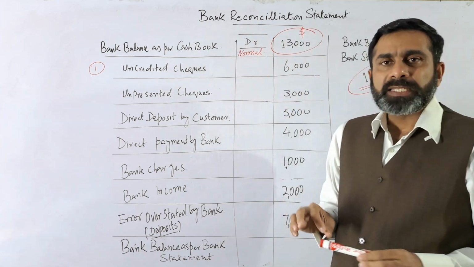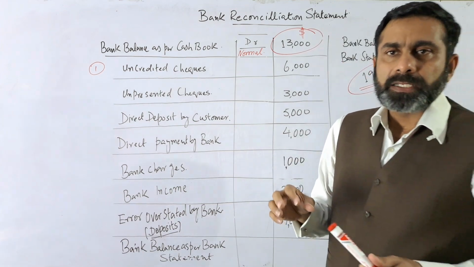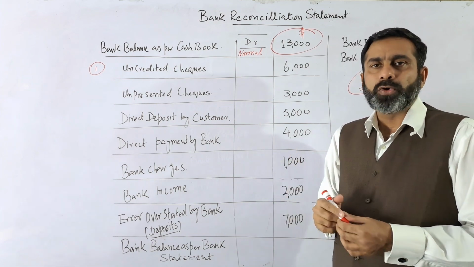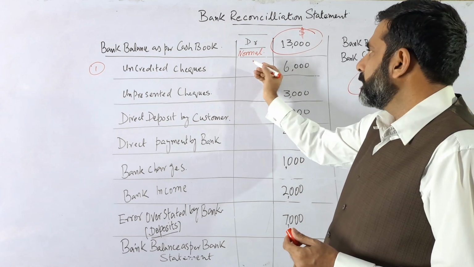So what does the rule say? If there is any uncredited or uncollected check, because you have recorded it as an asset, you have increased your cash book. So now we have to decrease the cash book, so it should be credited.